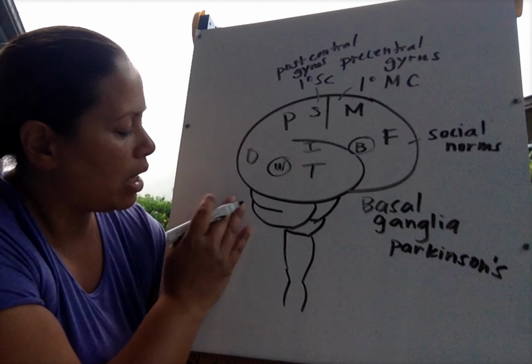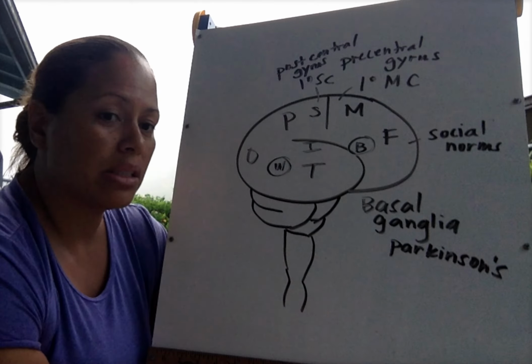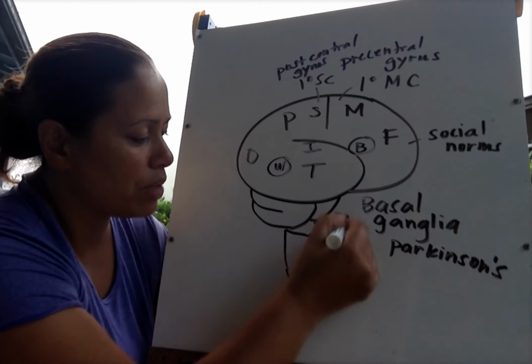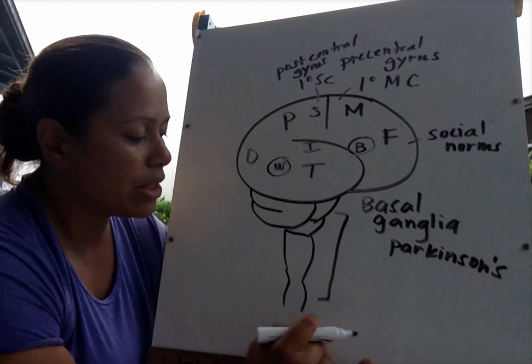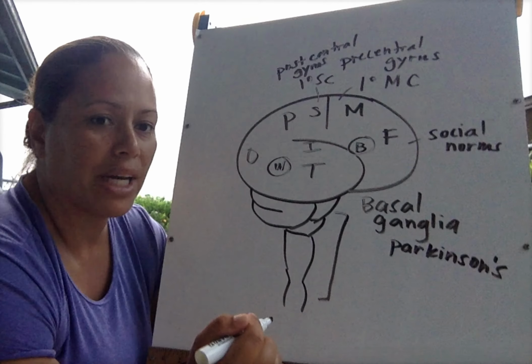Cerebellum, little brain. I want you guys to know that that's for coordination, balance, right? So equilibrium. And then the brainstem. The brainstem is really like your last resort for breathing. It has your breathing centers, it has your cardiovascular centers.